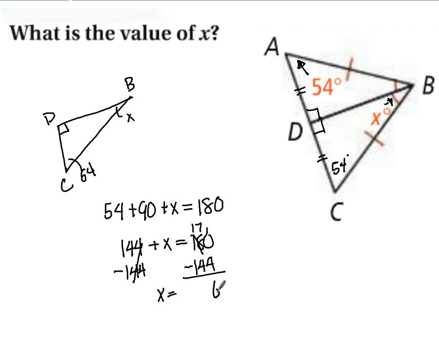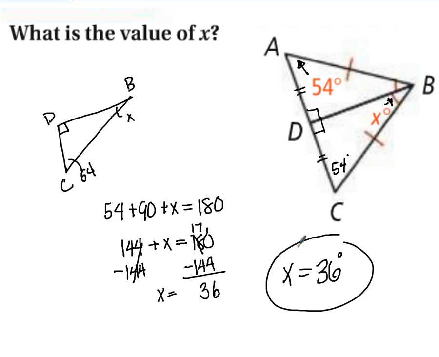And I get 36. So x is equal to 36 degrees. Okay, so using theorem 18 and theorem 20, and then knowing that triangles add up to 180 degrees, I can solve for x.